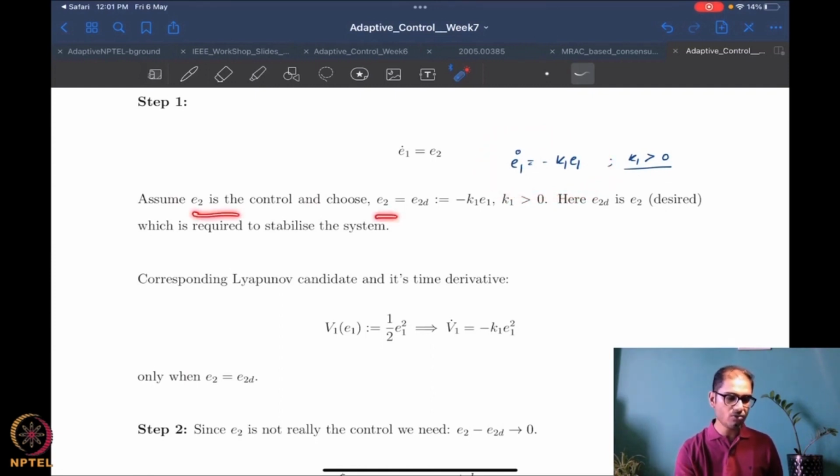We choose E2 and we call it E2 desired, E2D, because again, we know that in reality, E2 cannot be exactly this. So we call it E2 desired and we define it as exactly this quantity, minus K1 E1, with a positive scalar K1. Yeah. And we know that this is under ideal circumstances. If E2 was exactly E2 desired, or E2D, then it will exponentially stabilize the system.